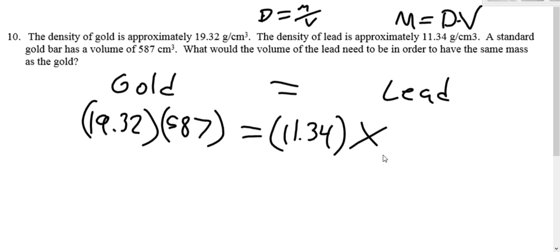So just a little bit of multiplying, 19.32 times 587. And then we're going to divide that by 11.34. You get x is 1,000.074. So that's pretty close to just 1,000 cubic centimeters.